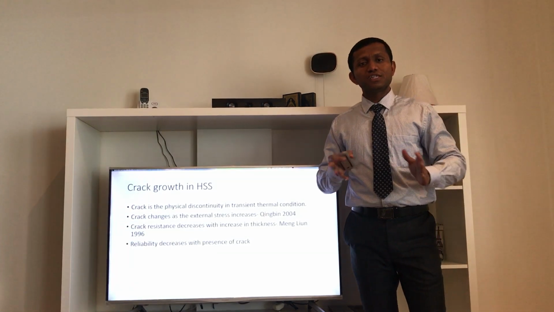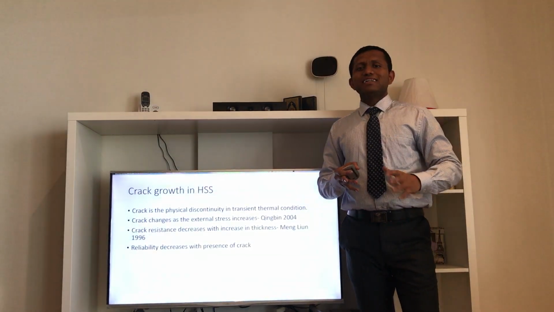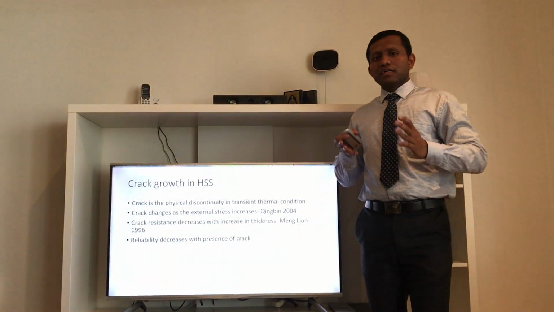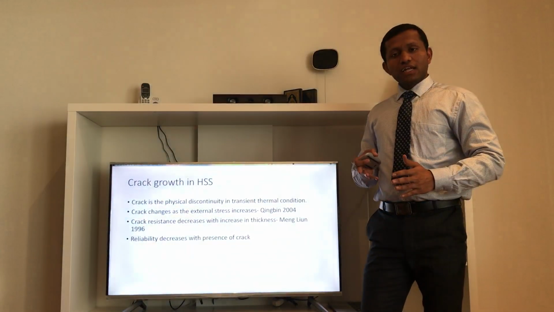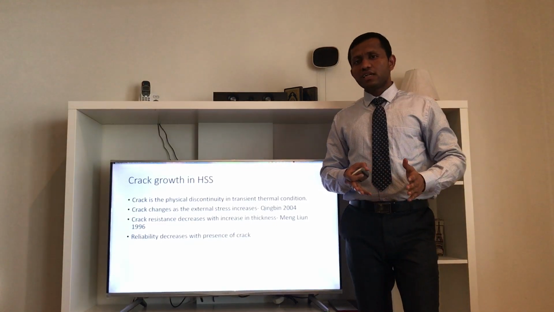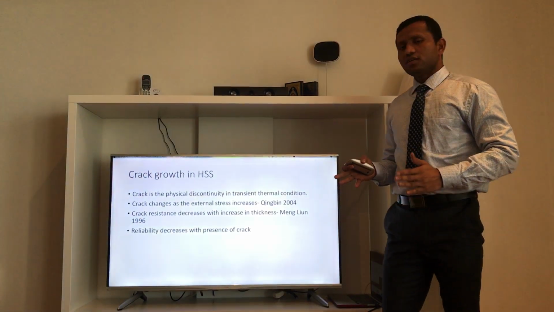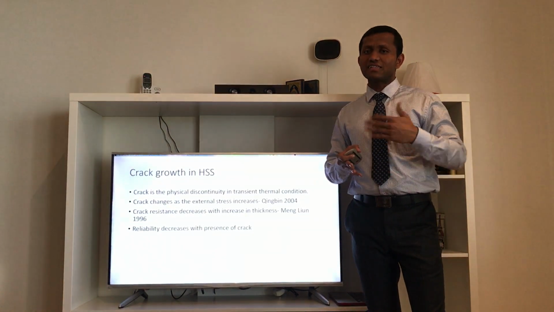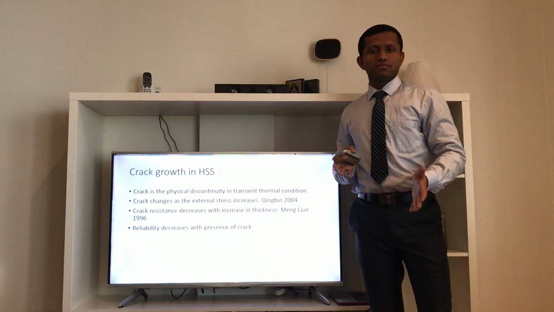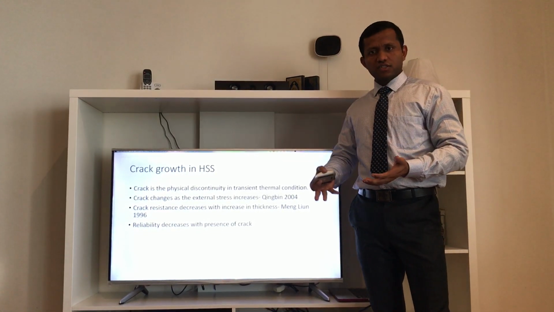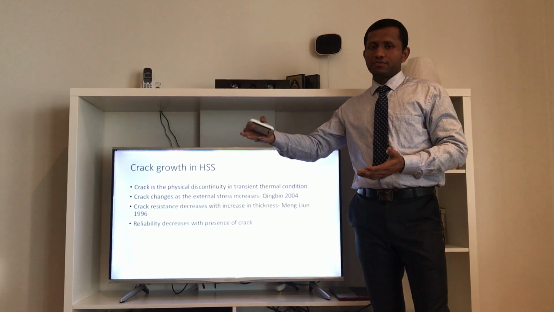So crack is the physical discontinuity in the transient thermal condition which leads to the cracking. So many researchers did the study and they suggested that, the first one is Queen Bing in 2004. He studied and he said that if we change the external stress, the crack changes. Means if we put too much load on the structure, it gets to the cracking.